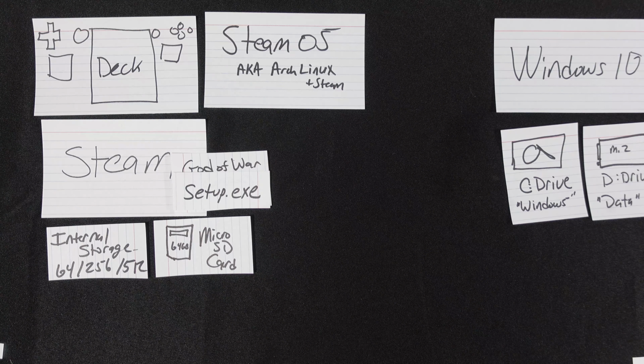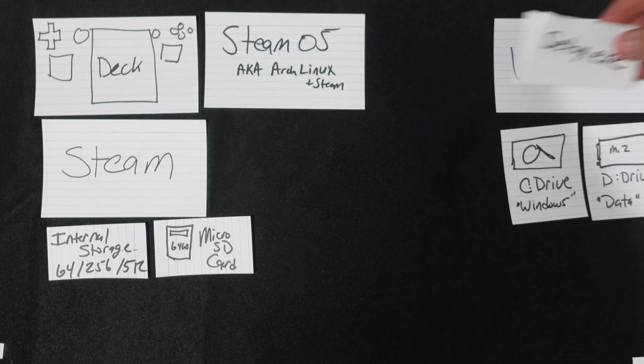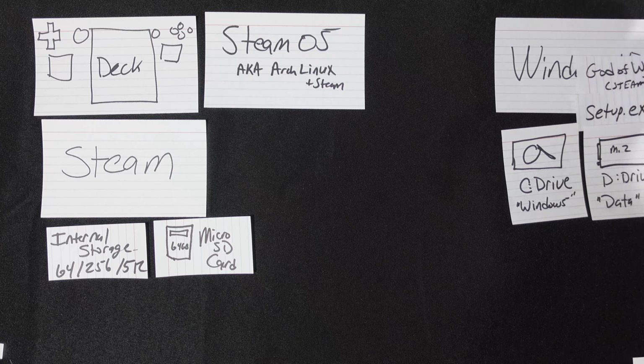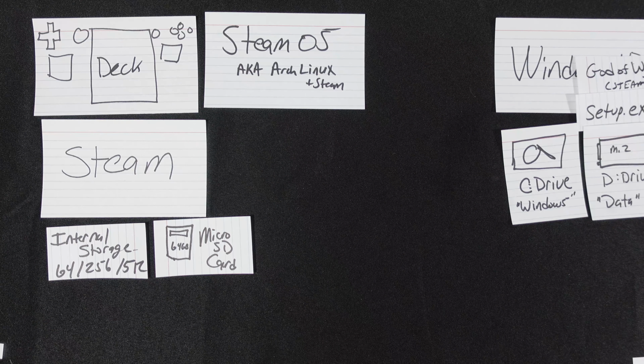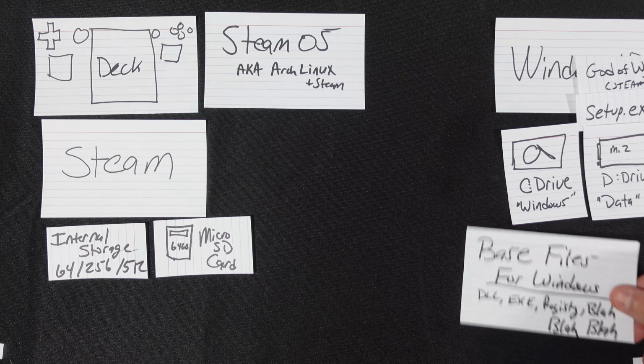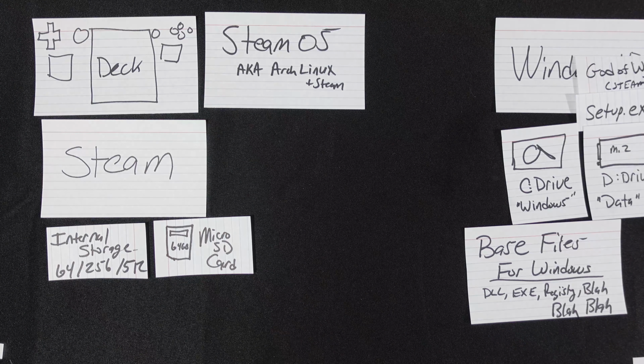If you recall, God of War is a Windows game. It has a Windows installer. It needs Windows prerequisites to be installed. It needs base files for Windows. Linux doesn't have these. Linux is Linux, and SteamOS is just a Linux app that is running the show.